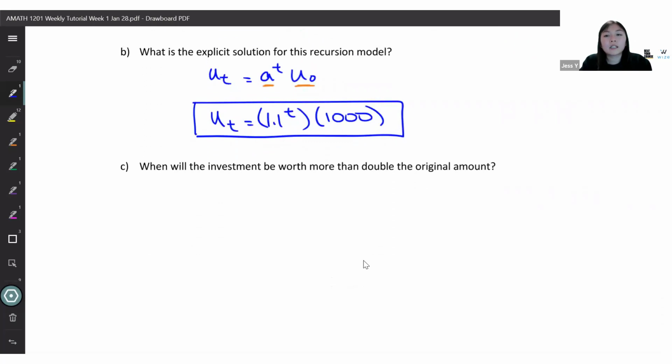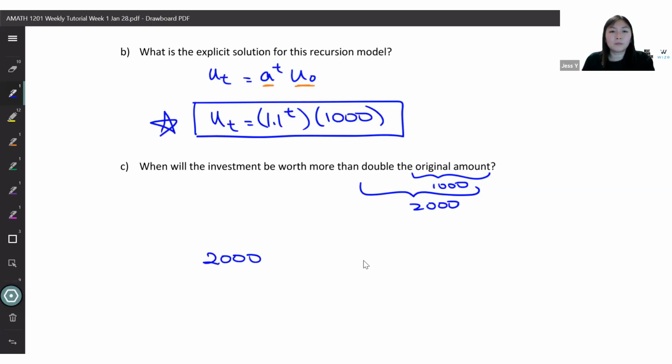Part C, when will the investment be worth more than double the original amount? Okay, the original amount was 1,000. So double the original amount is 2,000. So we want to figure out when the investment will reach $2,000. When we'll have $2,000 in the bank account. Well, we have the formula, so we're going to use it. We're going to substitute the 2,000 in for u sub t. And we want our investment to be worth more than this. So for those of you who like to use inequalities and want to be fancy, feel free to put an inequality sign like this and then put your equation in.